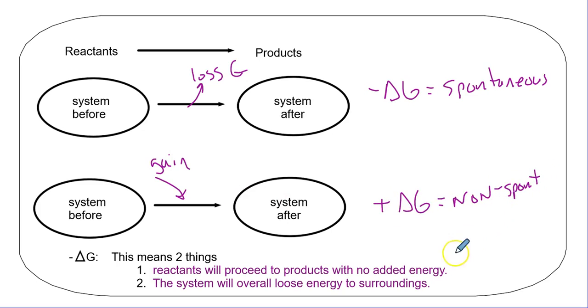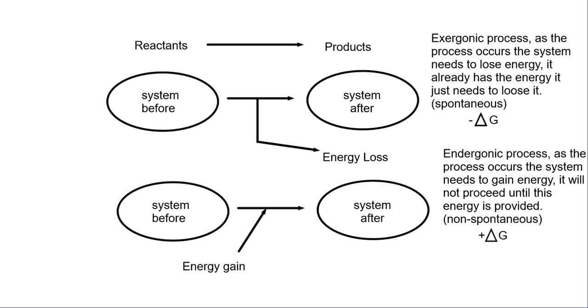Okay. So reactants will proceed to products with no added energy. That's this guy right here. System will overall lose energy to surroundings. So it's going to lose energy to the surroundings. The surroundings therefore must be gaining extra energy. Just the opposite for a positive delta G. This one, if this energy is not available, then it's not going to happen until it's available. All right.